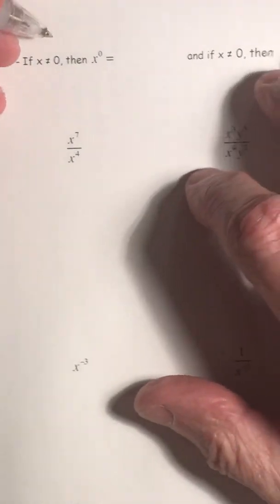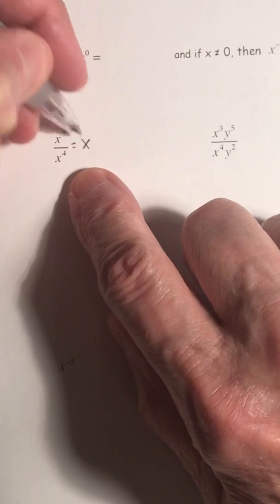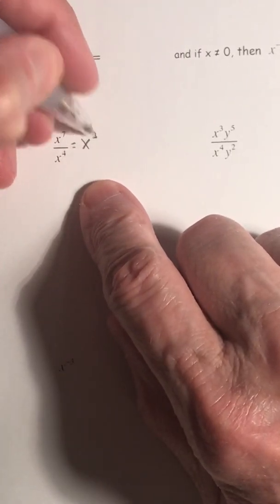Oh, I won't talk so much about this next one. Bigger power's on the top, so no fraction for the answer. 7 take away 4, 3.